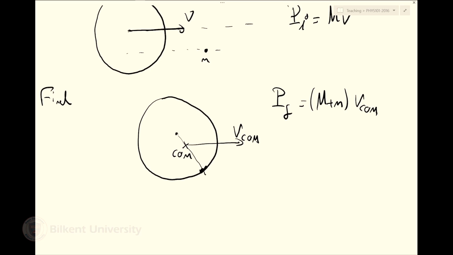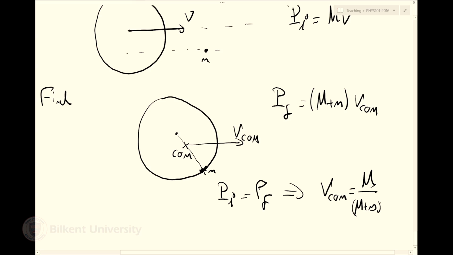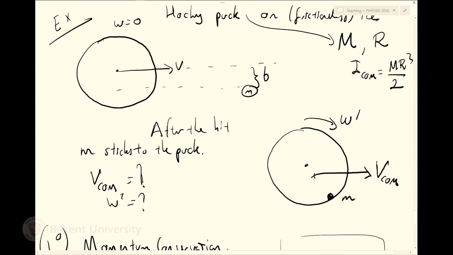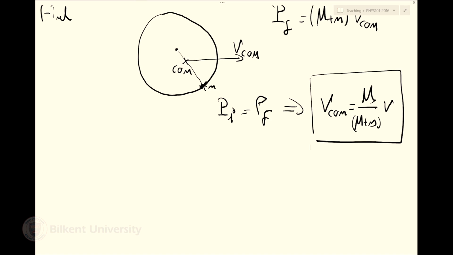Now, if initial momentum is equal to final momentum, then v center of mass is just capital M divided by m plus small m times initial v. I think we call this v prime though. No, v center of mass, good. But how about angular momentum?